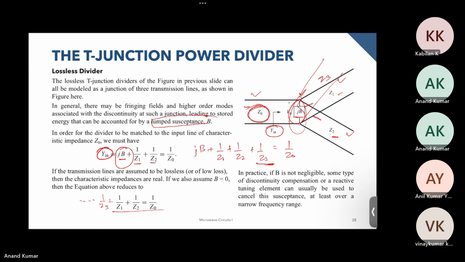But in practice, this may not be negligible, and we might have to use some reactive tuning to balance this. But we will not concern ourselves with this right now. We're just looking into the maths, and this is something you can deal with when you go to fabrication. So there are methods to do this. You can look up some papers on IEEE, maybe textbooks.